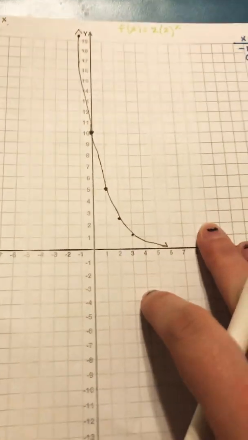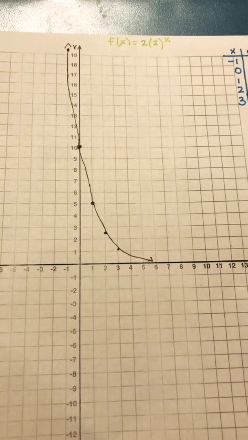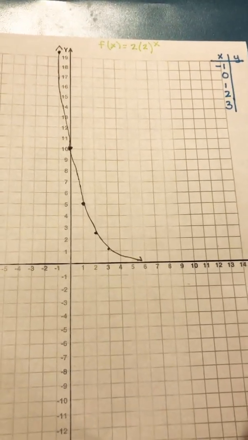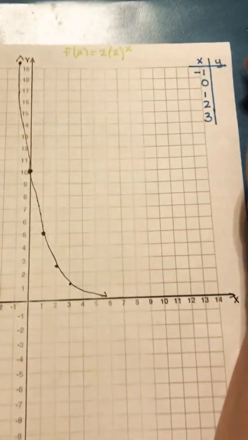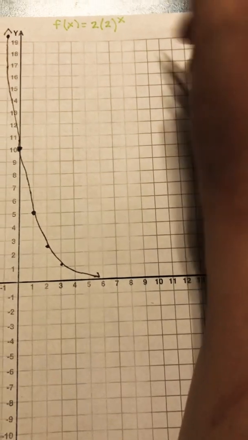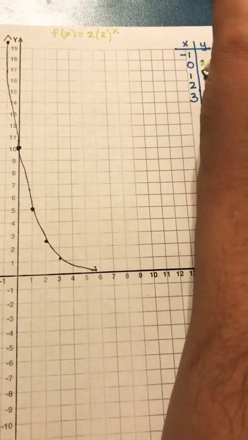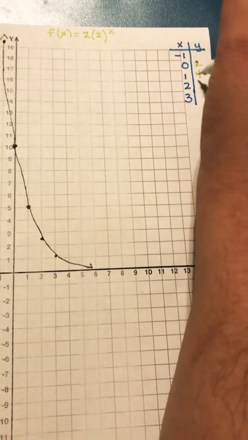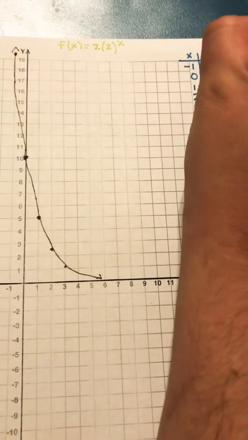Now we're going to do the same with our second exponential function here. So we have f of x equals 2 times 2 to the x. 2 on the outside is our starting value, so that means our y-intercept would be 2. And our multiplier in this case is also 2. So if I multiply 2 times 2, I get 4. 4 times 2 gives me 8. 8 times 2 gives me 16.